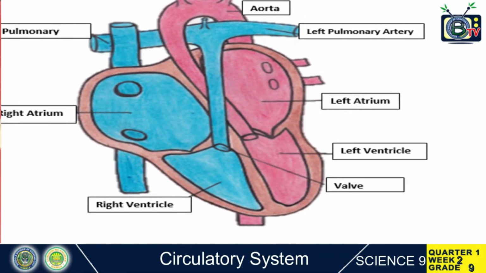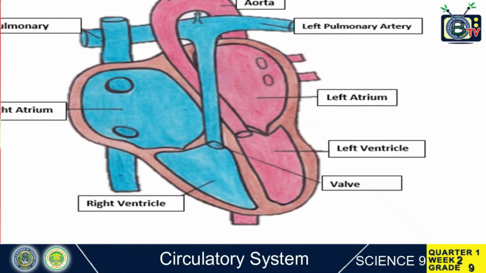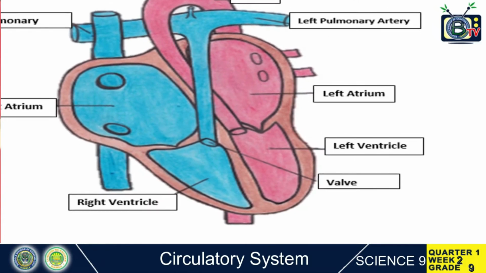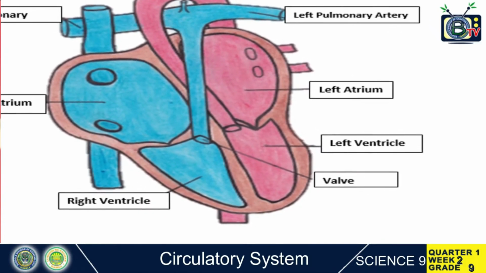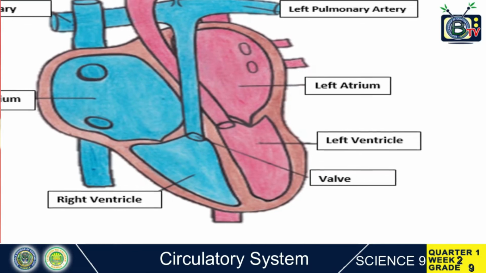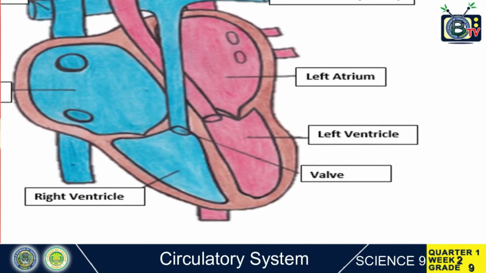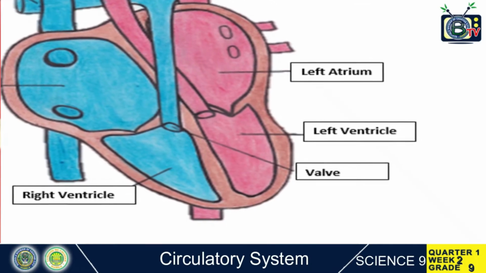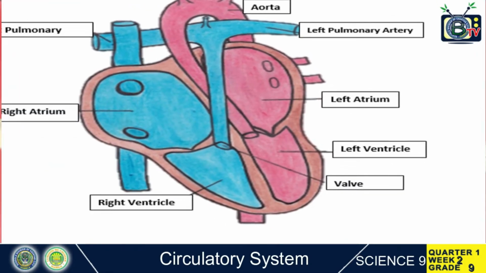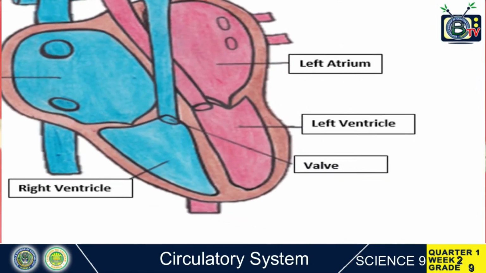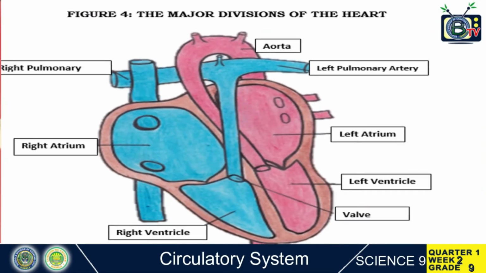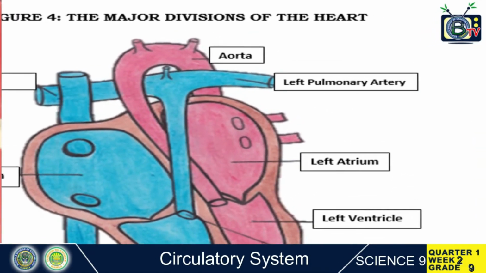There is a valve between each atrium and ventricle to prevent the blood from flowing backwards. They are like one-way doors that keep the blood moving in only one direction. Valves control the movement of blood into the heart chambers and out to the aorta and the pulmonary artery. Did you already know the four major divisions of the heart?